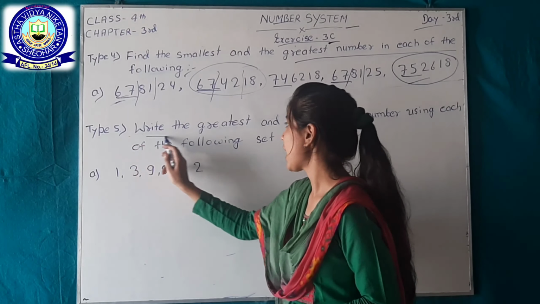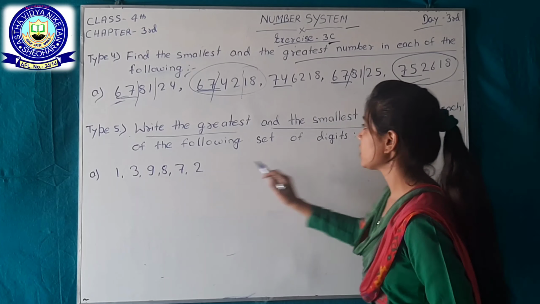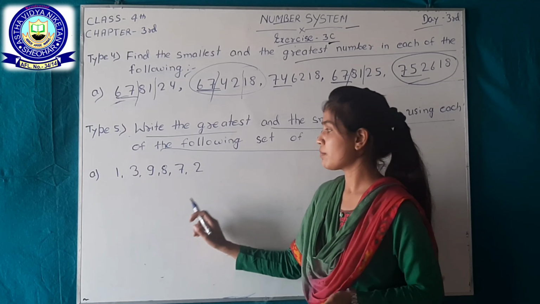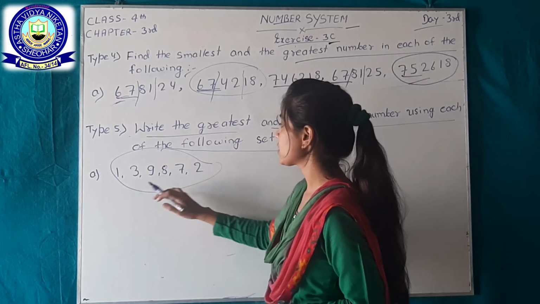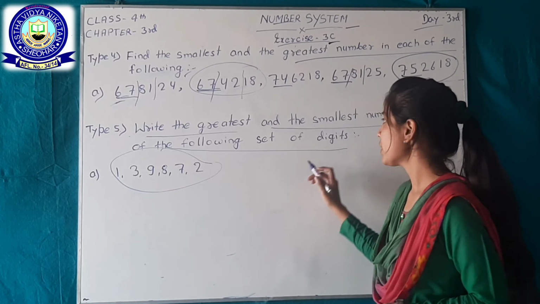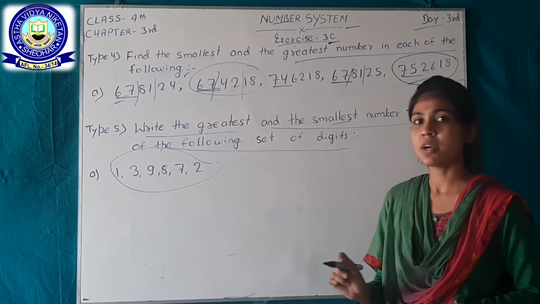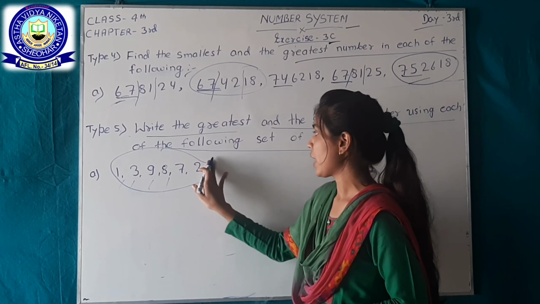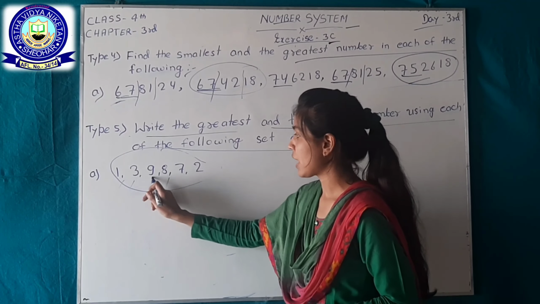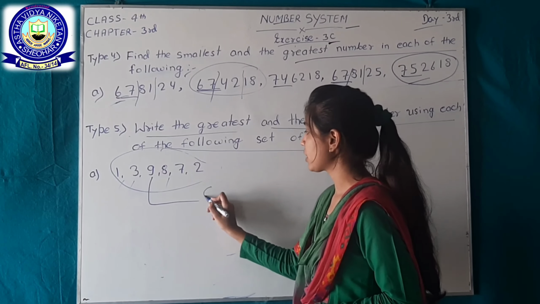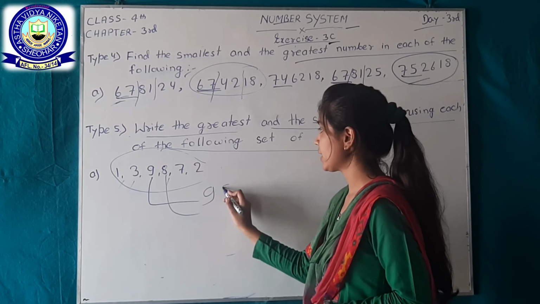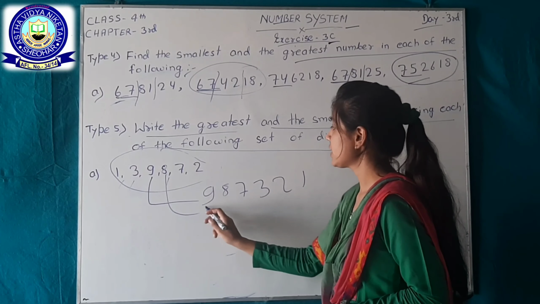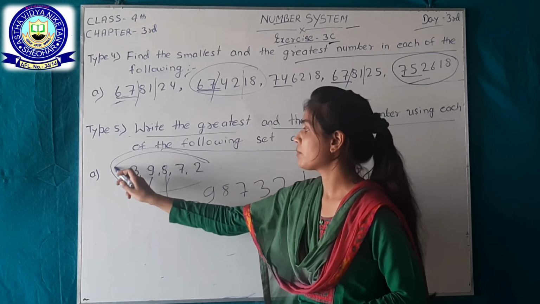And your next type, write the greatest and the smallest number using each of the following set of digits. You have to write the greatest and the smallest number by using these digits. Here are some digits. You have to form the smallest number and the greatest number with the help of these digits. When you have to write the largest number, we have to write the largest digit of the given series first. Here is 9, then after that 8, 7, 3, 2, 1. This is the largest number that is formed by the help of these digits.